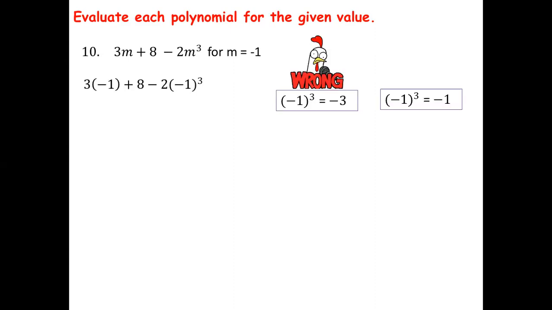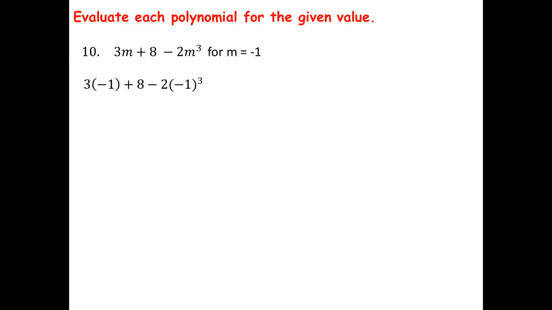Now here you have to evaluate each polynomial for the given value. In the previous explanation video, I showed you the same question. So you have to be very careful when you're doing these kinds of questions. So it's going to be 3m plus 8 minus 2m cubed, for m equals -1. Wherever you see m, you need to replace it with -1.